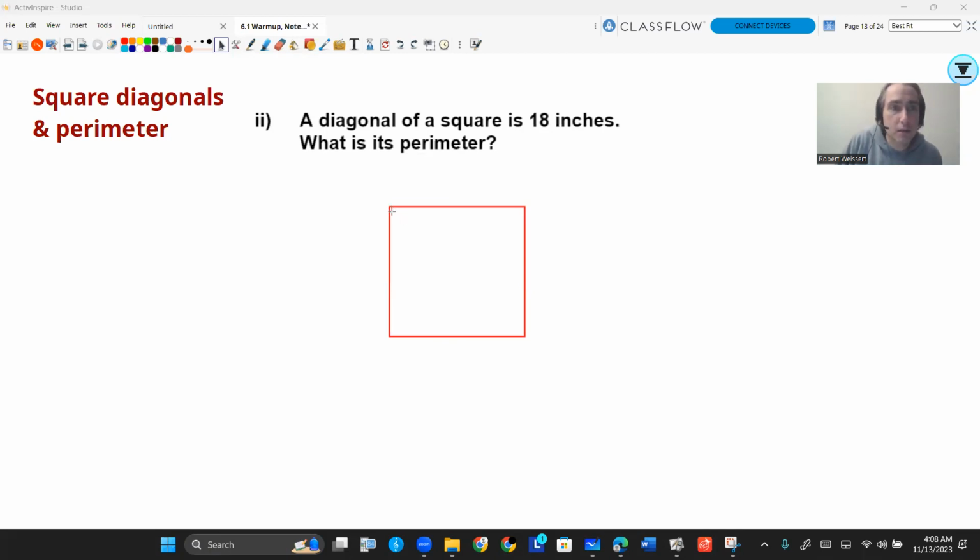18 inches. Not too bad. What's the perimeter? Well, back to that perimeter again. Perimeter is 4 times the side, so I know that all the sides are equal, but that's about all I got. There's a couple approaches to this problem. First thing you should know is that's a right angle, and I know that the sides are all equal.